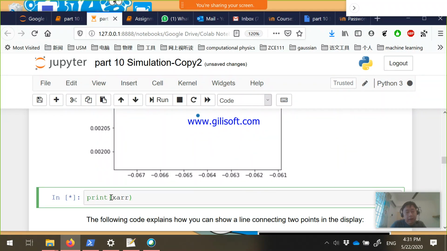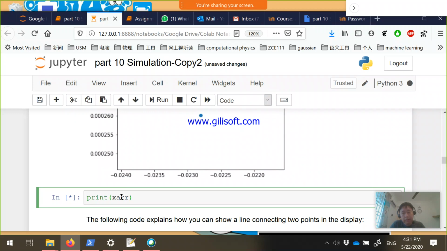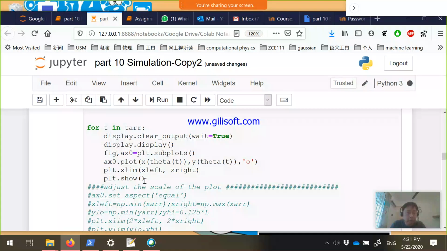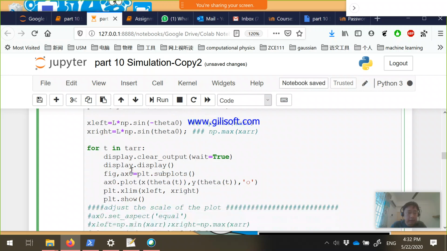So the minimum of XARR is the x left, right? The maximum of XARR is the x right. So you can also change your XARR. You can extract the x left alternatively to be the value of np.minimum of XARR. I think this is one possible way. Both will give you the same answer. Okay, all this will give you the max of XARR. So either way, now I have fixed my XARR.